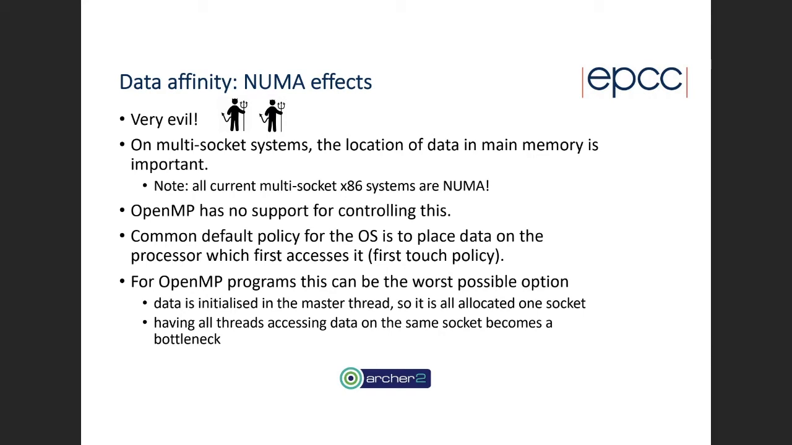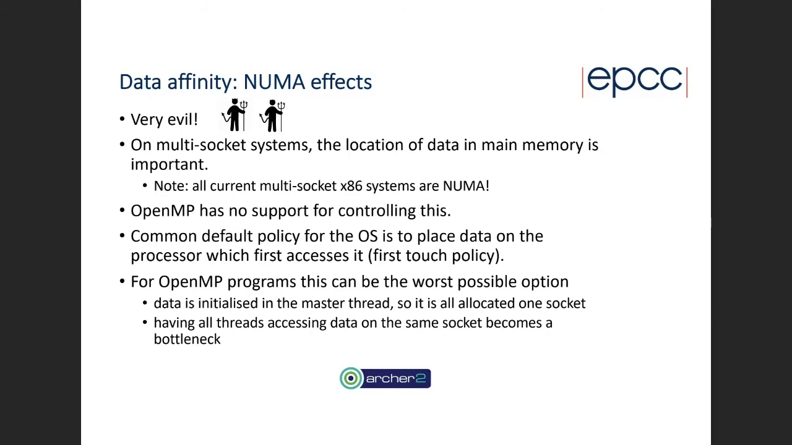So the common default policy, which is baked into Linux, is for the OS to place data on the processor, or in the NUMA region, where the first access in the program to that data came from. So the first time that piece of data is written, or possibly read if you haven't initialized it, determines the location of that page of memory in the physical hardware. This is the so-called first touch policy.